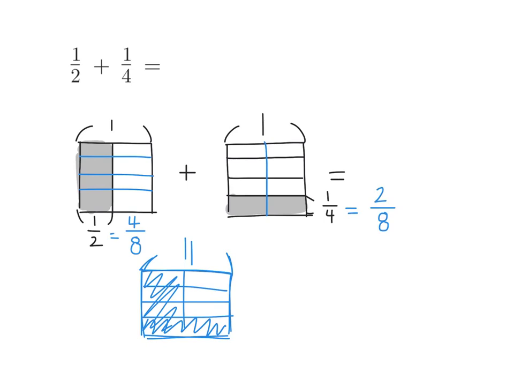What this means is that 1/2 is equivalent to 4/8. Do you guys agree? Did I change how much was shaded in that first rectangle? No, so it's equivalent. 1/2 is equivalent to 4/8. 1/4 is equivalent to 2/8. So I can rewrite my addition problem. Instead of writing 1/2 plus 1/4, I can write 4/8 plus 2/8.